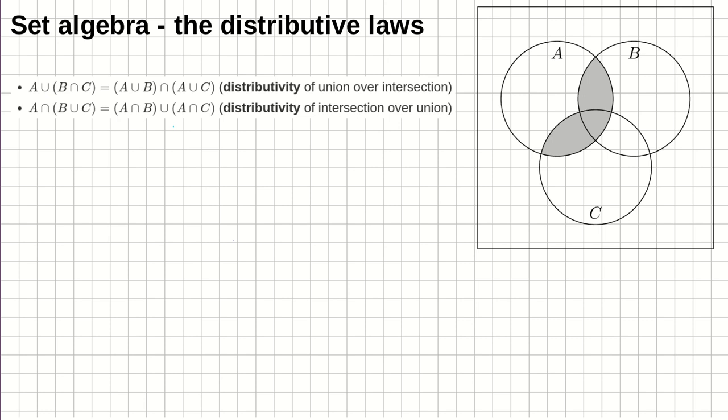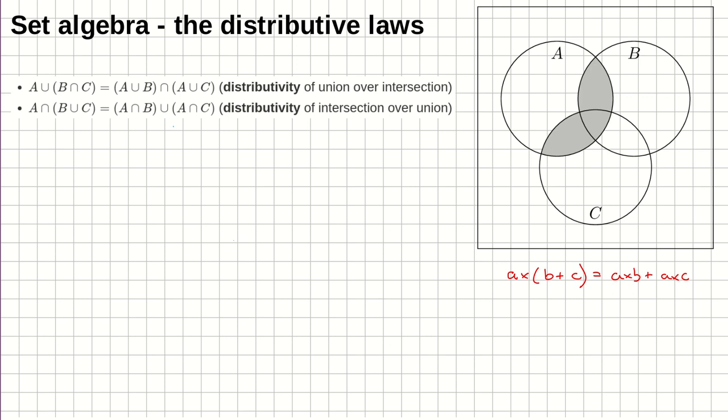So we're going to look at what's called the distributive laws. And those things are similar to the arithmetic laws I mentioned earlier, that, for example, a times (b plus c) is equal to a times b plus a times c. That's called distributivity of times over plus.